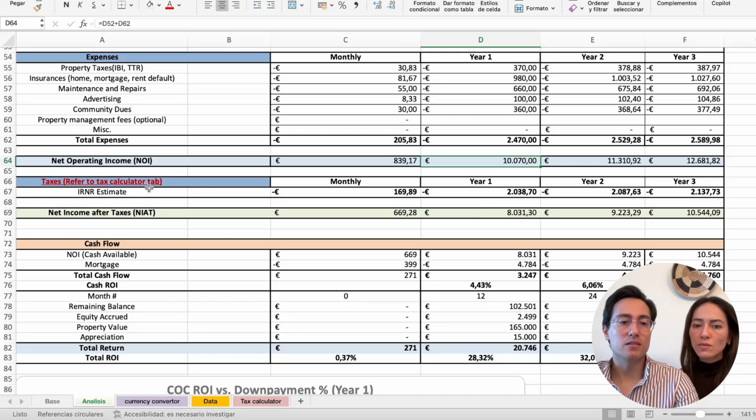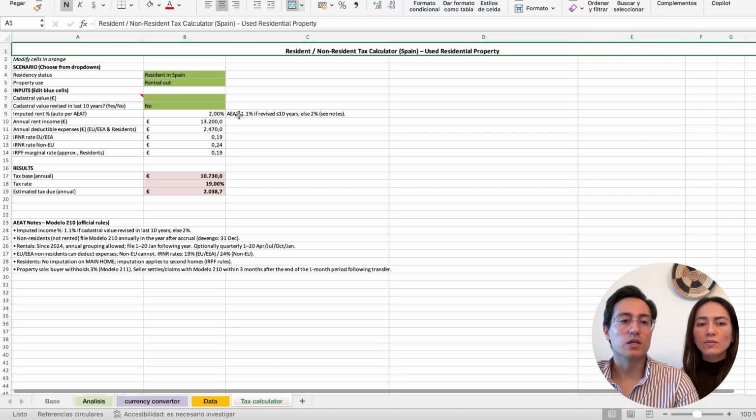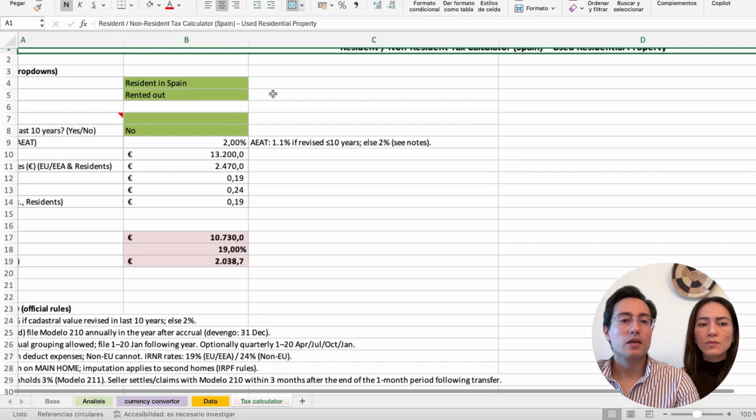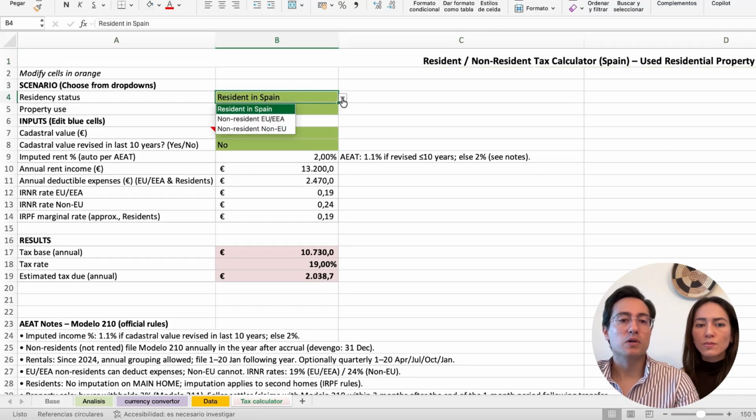So for the taxes, we created this calculator for you to calculate what will be the tax rate that you're going to pay every year. In this scenario, we are residents in Spain, but you can pick if you're a non-EU resident or a non-resident and non-EU. Now the tax rate is going to change from 19 to 4%. But in our scenario, as Spain residents, and as the property is going to be rented out, we're going to be paying 19%.